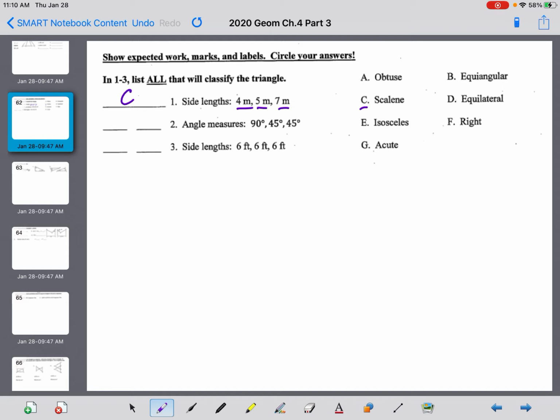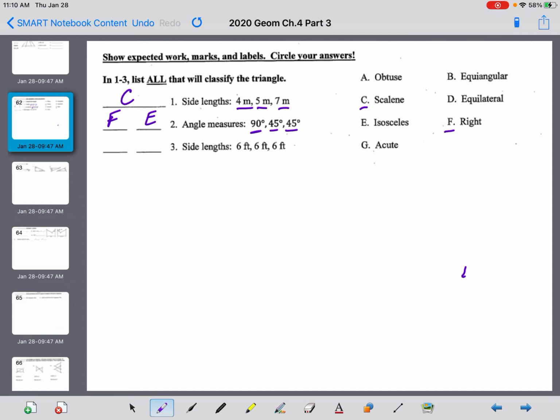So if it's got the angle measures of 45, 45, 90, the 90 tells us it's a right, so it's a letter F. And the fact that it's got two equal angles tells us it's isosceles. It's a right isosceles. So F and E would go with that one.